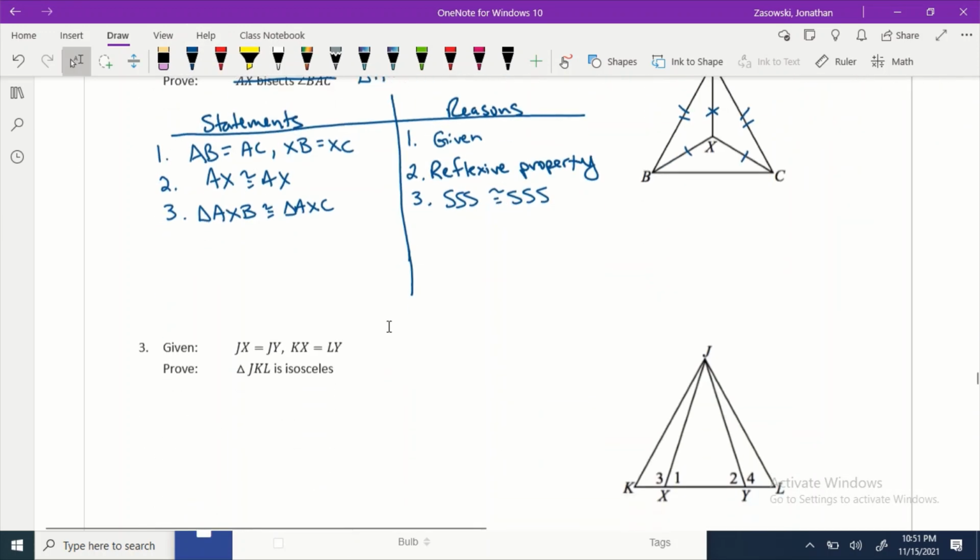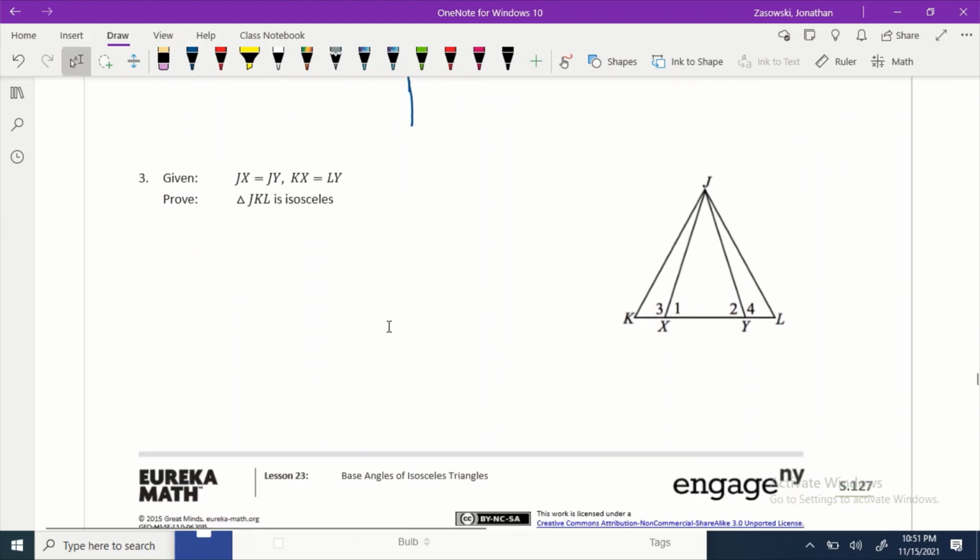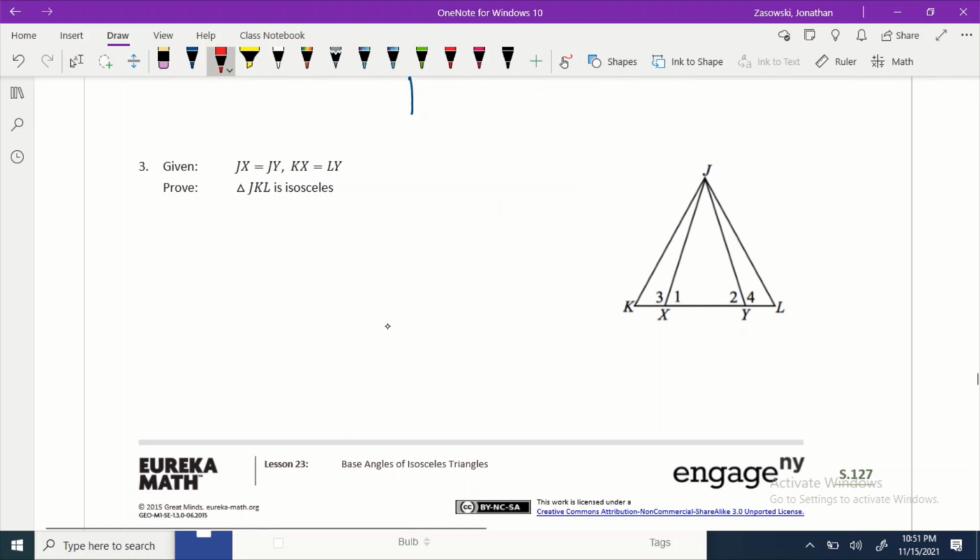And the reason I'm going over that is because we need it for this question. Okay, so let's do it. We want to show, so once again, JX is congruent to JY. Okay, KX is congruent to LY. And let's see if we can get these 2 things to happen.